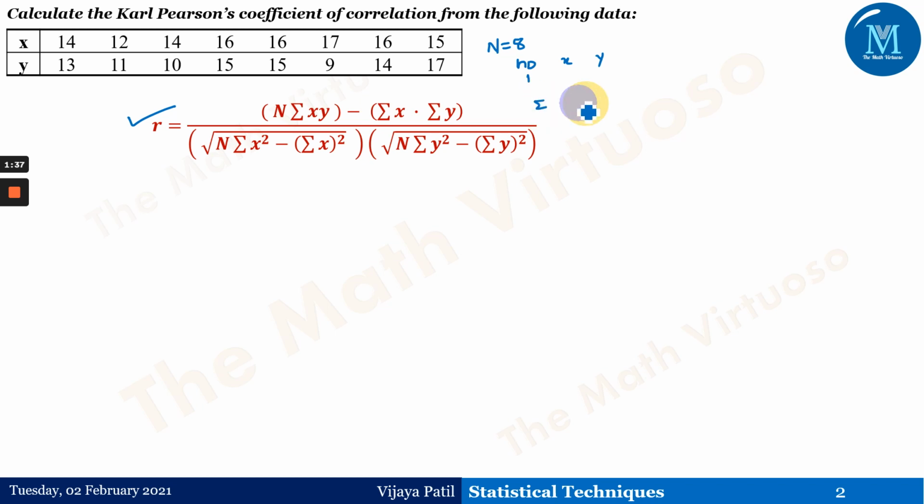Summation of x I need, so this will give me summation of x, and summation of y. Then I need x squared, y squared and xy. This particular column will give us summation of x squared, this column will give us summation of y squared, and this will give us summation of xy. Take the values, put them in the formula, and you will get the answer. So let us go ahead and build up the table.